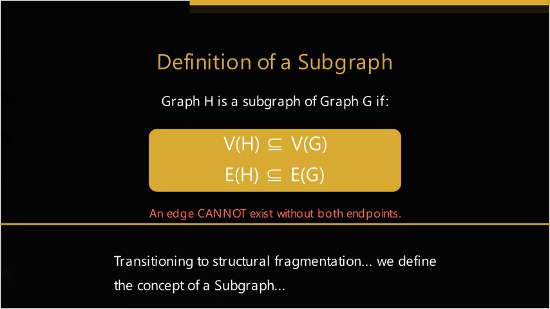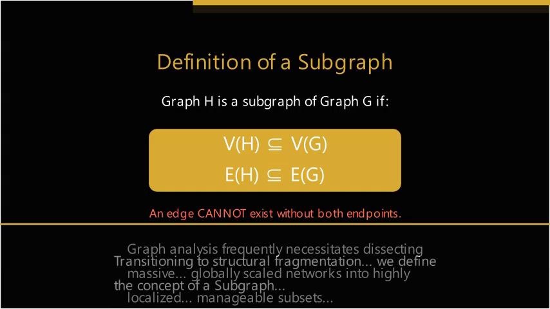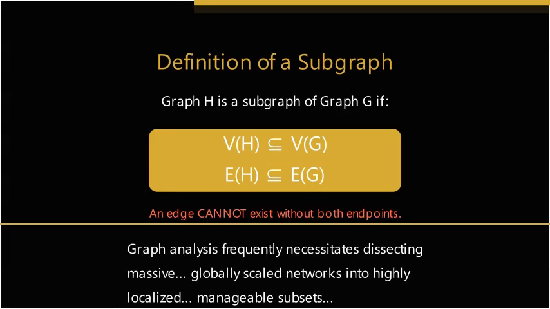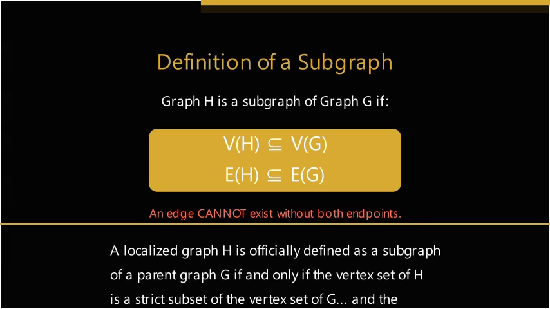Transitioning to structural fragmentation, we define the concept of a subgraph. Graph analysis frequently necessitates dissecting massive, globally scaled networks into highly localized, manageable subsets. A localized graph H is officially defined as a subgraph of a parent graph G if and only if the vertex set of H is a subset of the vertex set of G, and the edge set of H is a subset of the edge set of G.